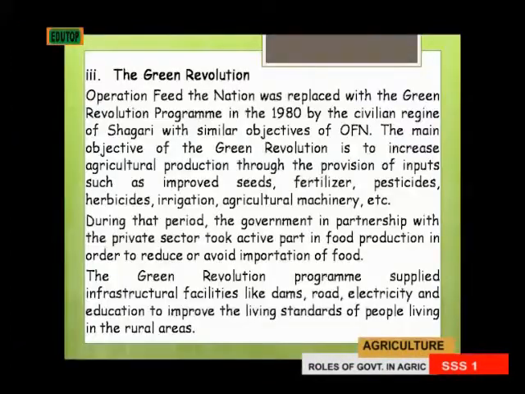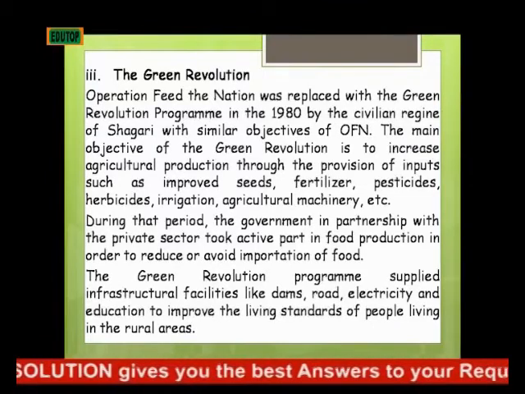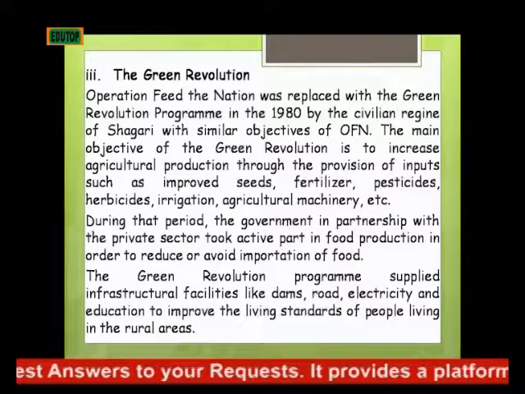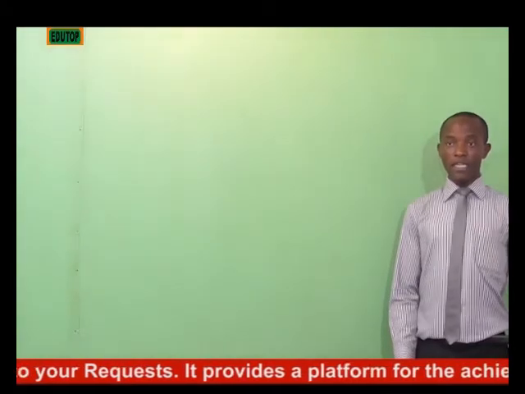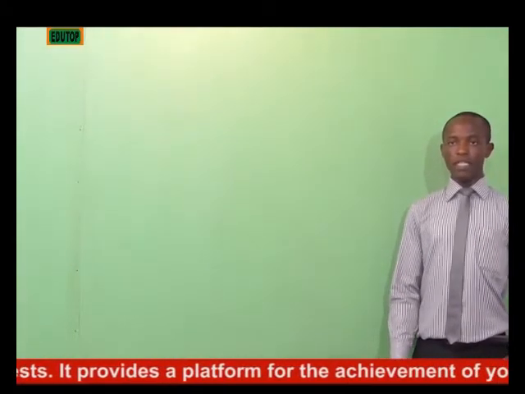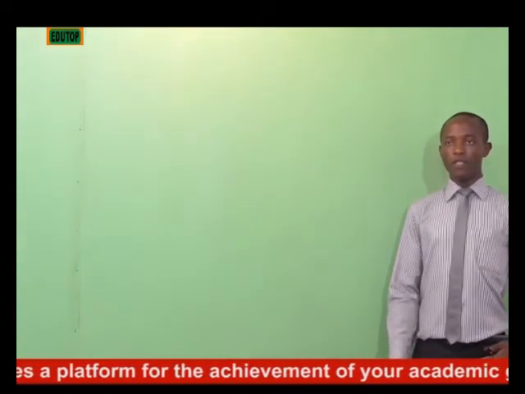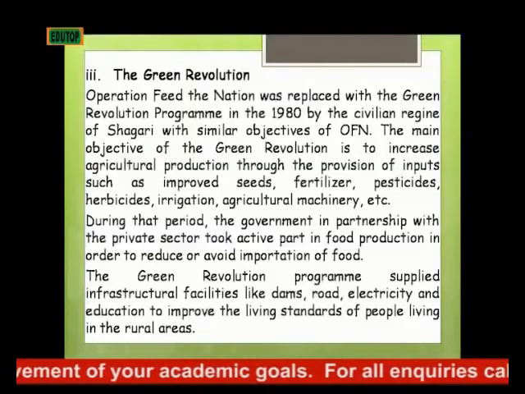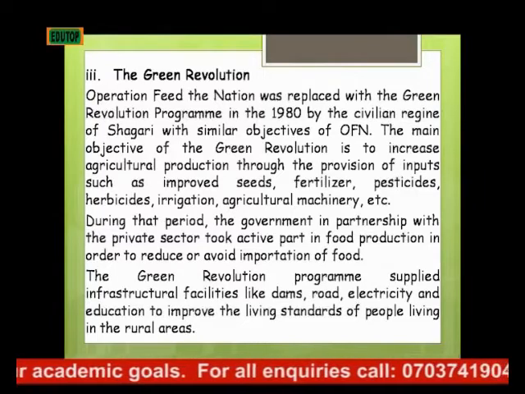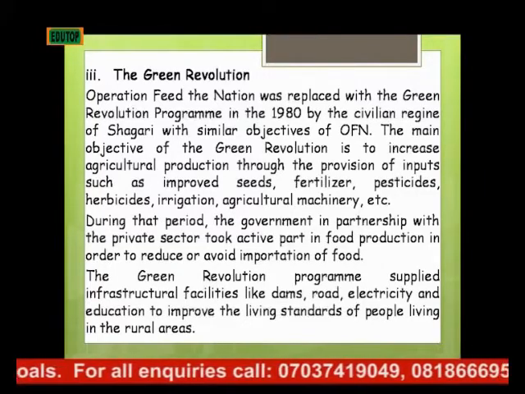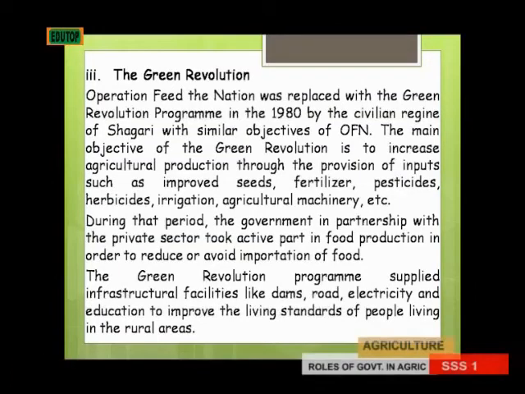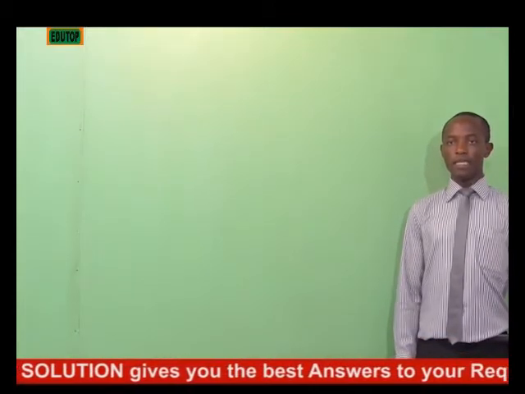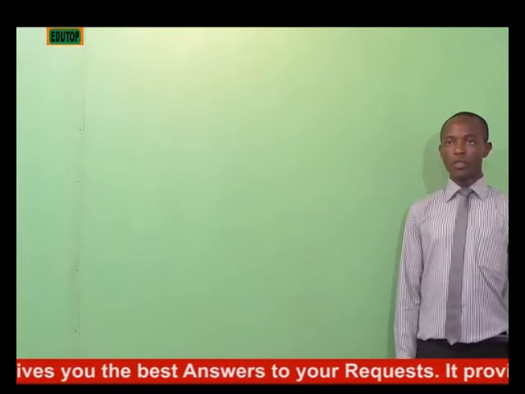During that period, the government, in partnership with the private sector, took active part in food production in order to reduce or avoid importation of food. The new thing being introduced here is just that the private sector was being involved in partnering with the government in agricultural production. The Green Revolution program supplied infrastructural facilities like dams, roads, electricity, and education to improve the living standard of people living in the rural areas. Dams were being constructed so as to mitigate the effect of drought in some areas.